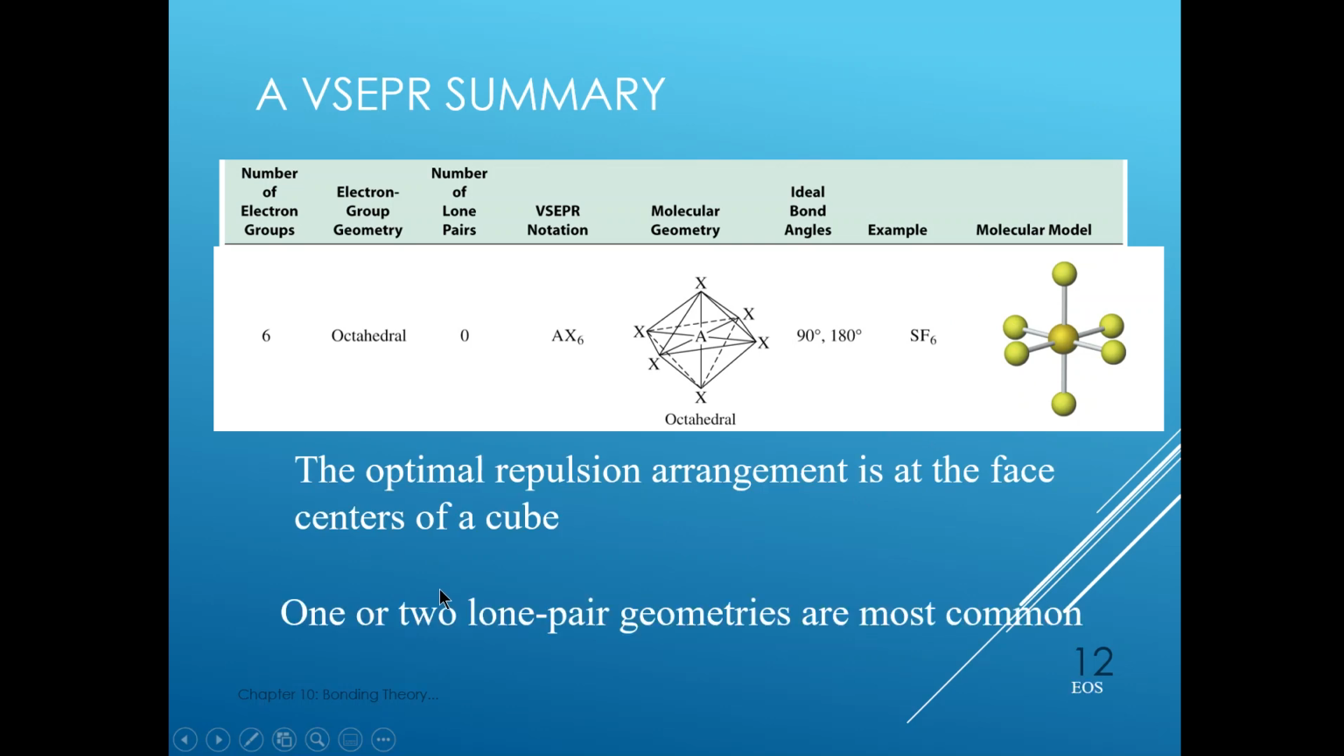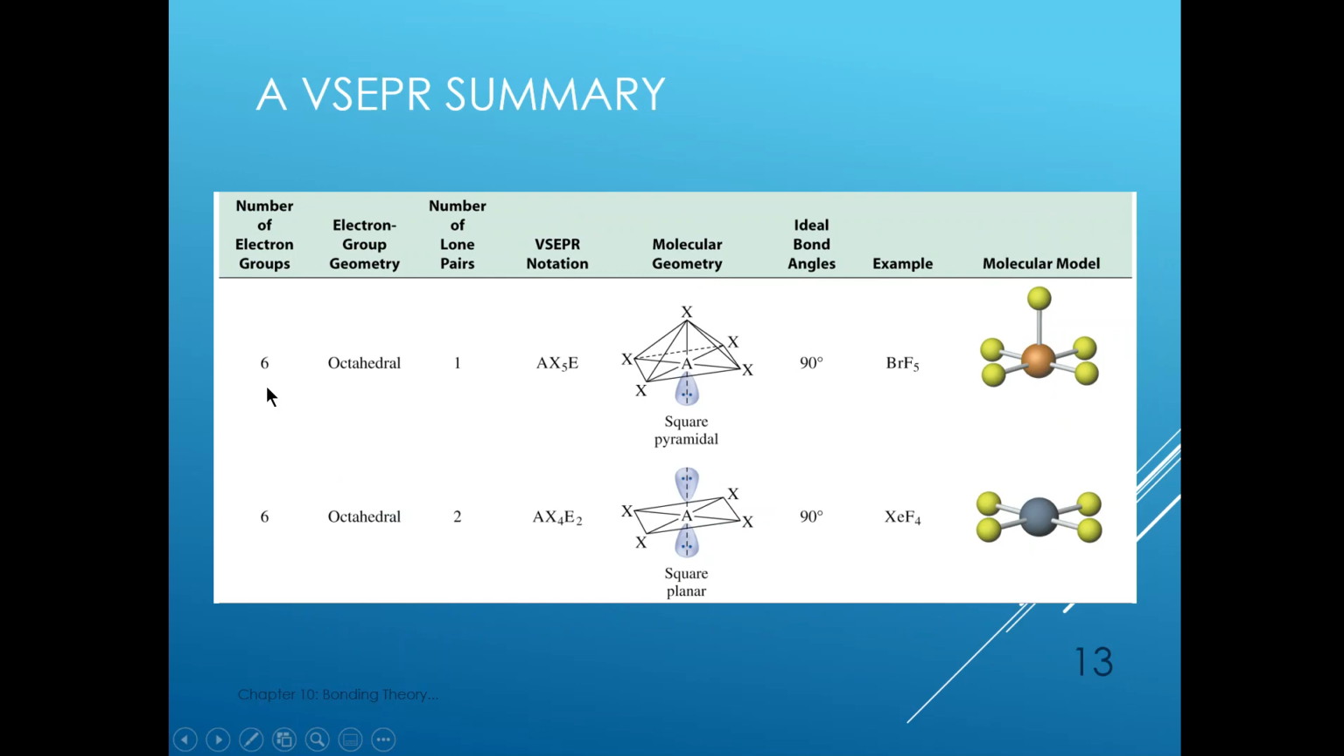Then we get to this same number of electron groups where one of them is a lone pair. This would be the VSEPR notation, and this would be the shape adopted by the molecule. If you compare this to the previous one on the previous slide, you remember that there's an X here. So to get from that to this, we remove that X, leave behind a lone pair, and we end up with a square pyramidal shaped molecule. The bond angles are all going to be 90 degrees, and an example of this would be the bromine pentafluoride molecule, and this would be the molecular model representation.